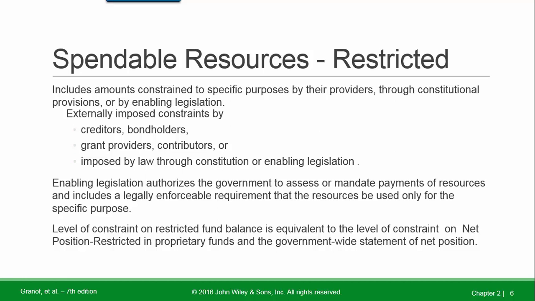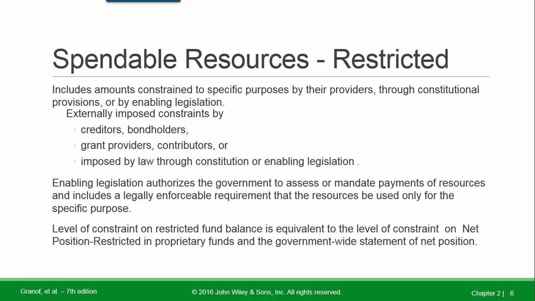So let's look at restricted, the highest level of constraint. Spendable resources restricted includes amounts constrained to specific purposes by their providers through constitutional provision or by enabling legislation. Externally imposed constraints by creditors, bondholders, grant providers, contributors, or imposed by law through constitution or enabling legislation. So you can see all of these represent externally imposed constraints. Enabling legislation allows the government to assess or mandate payments of resources and includes a legally enforceable requirement that the resources be used only for the specific purpose.